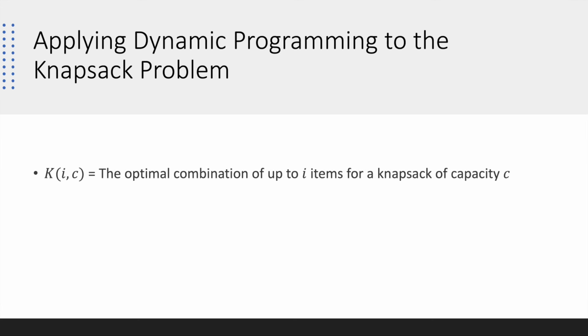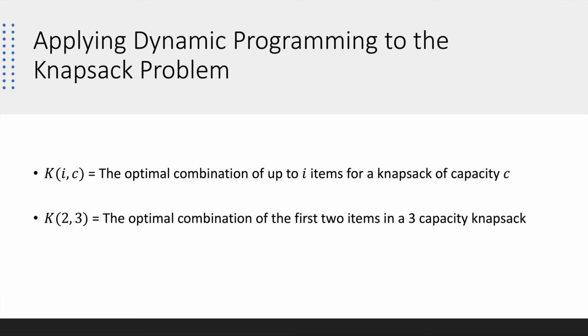We'll start by defining this function k. K takes 2 arguments, i and c. i is the number of items that will be considered, and c is the capacity of the knapsack. For example, k of 2, 3 is the optimal combination of the first 2 items for a 3-capacity knapsack. And this could be any combination of those first 2 items. It could be both of them or just one of either of them.